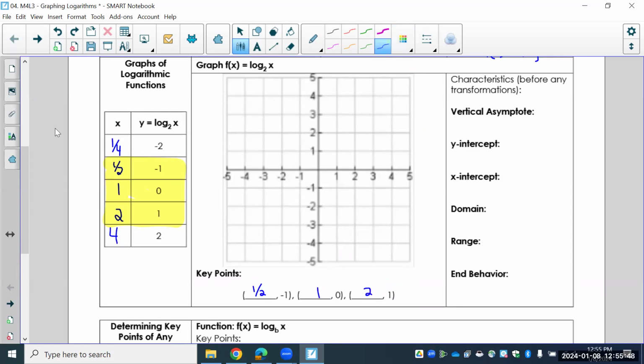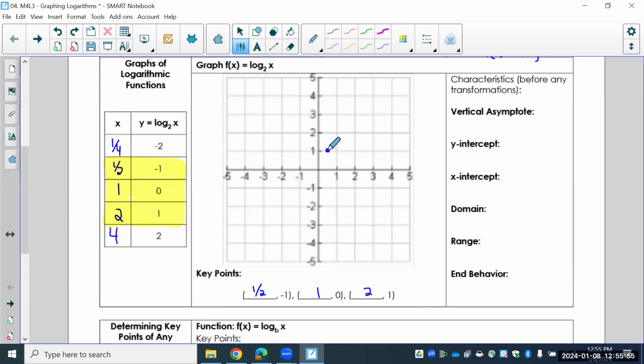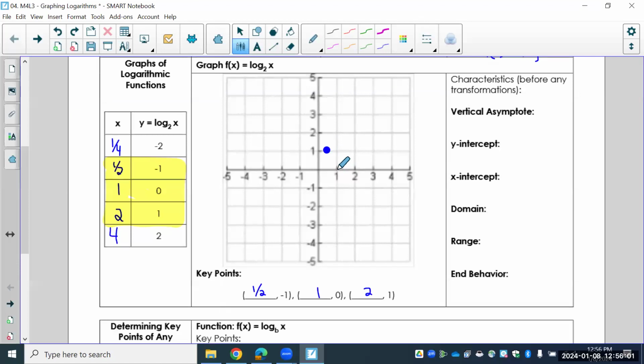Let's take a look at the graph, and it'll show you some other things that are happening. So we graph at 1/2, we would graph -1. At 1, we would graph 0. And at 2, we would graph 1. So that makes our graph, and the graph looks like this.